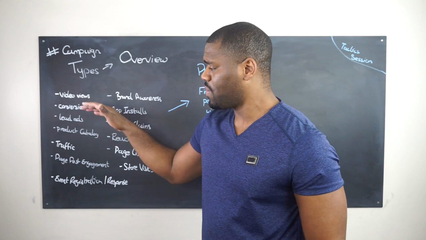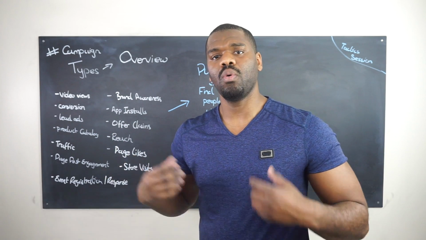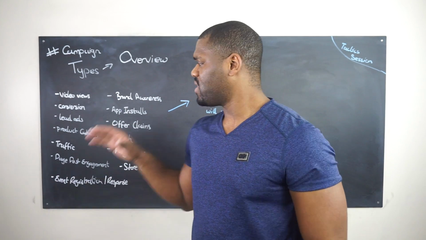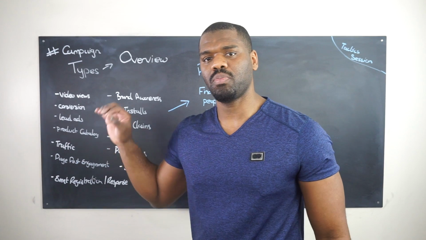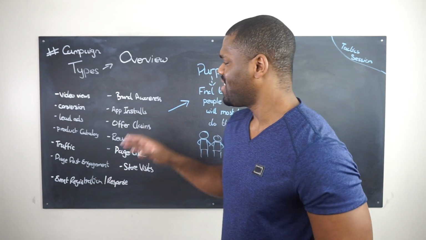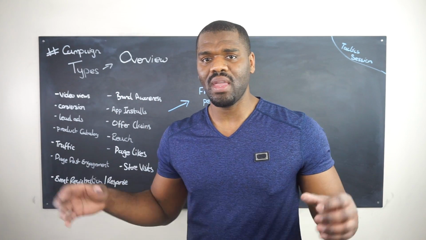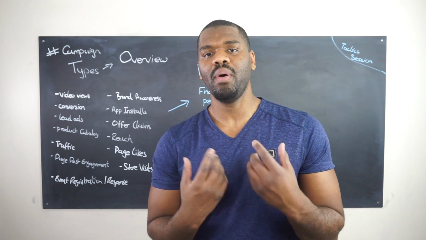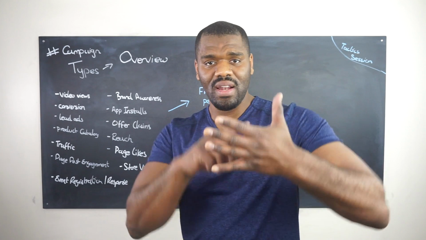So the conversion campaign is going after people who are most likely to convert, and I'm going to get a cost per that conversion action. Hopefully that makes sense. The third one is lead ads. That means I get a cost per person every time they fill out a lead form.